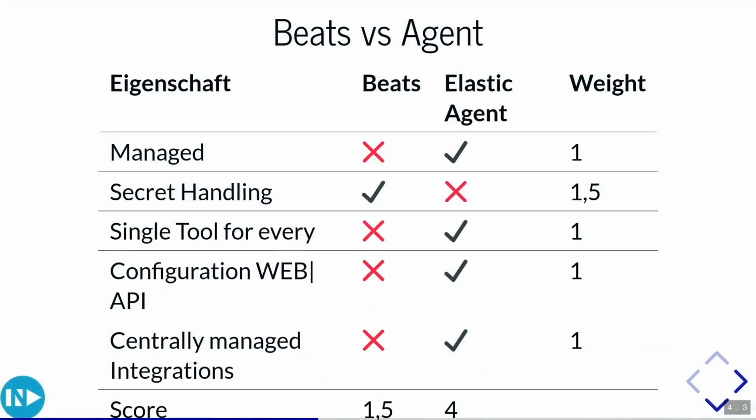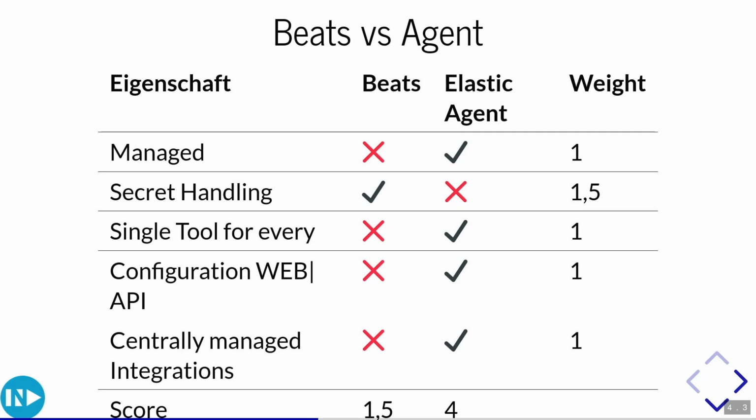So, beats versus agent. The beats are really hard to manage. You can achieve it, of course, with configuration management tools. The Elastic Agent can do that. There's something which bothers me. I don't know if there's an update on it. If yes, let me know.